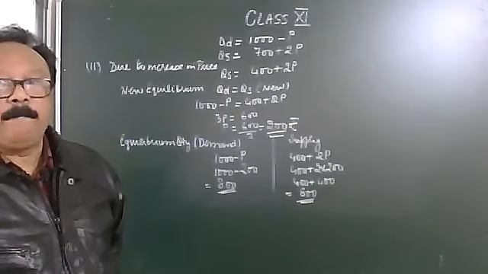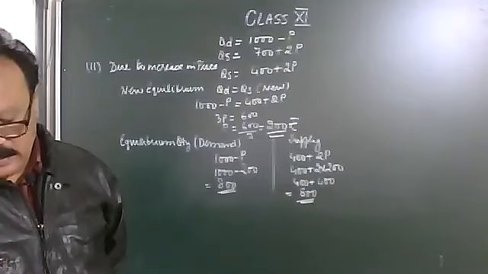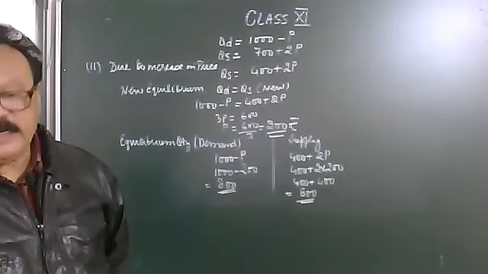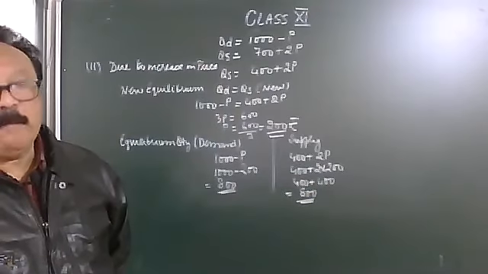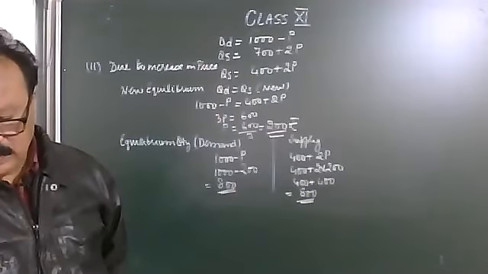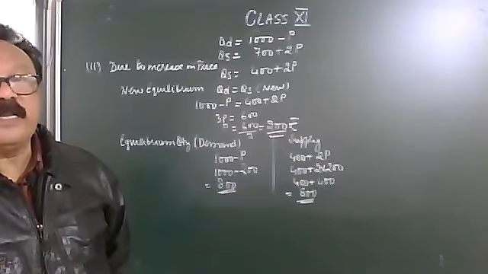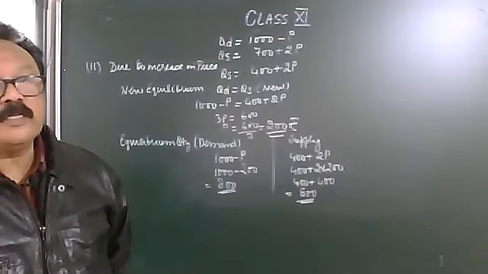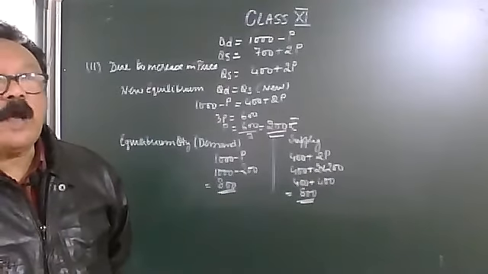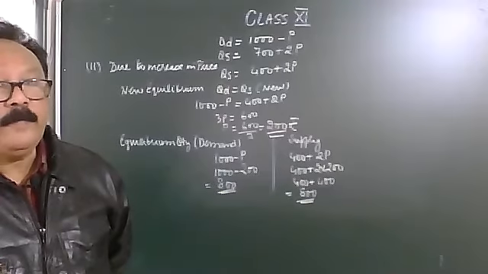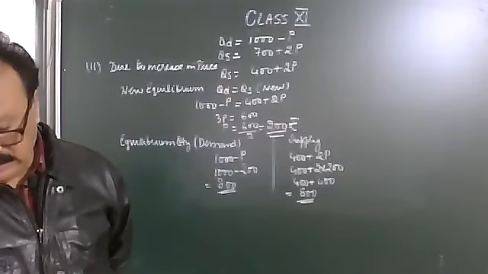Now what do we see? The new equilibrium price is rupees 200 and the new equilibrium quantity is 800 units. Previously, how much was the quantity? 900. Now what does it become? 800. Previously, what was the price? It was 100. Now what is the new price? 200. So when the price increases, the quantity decreases.